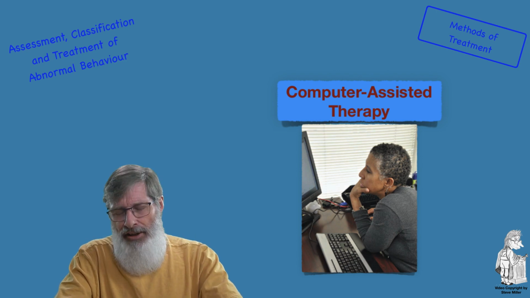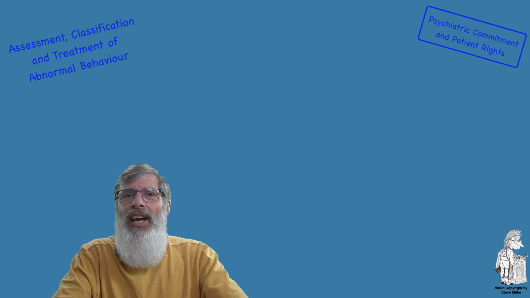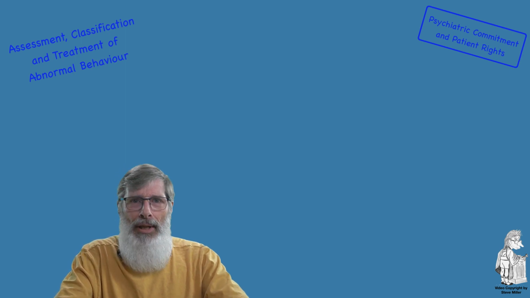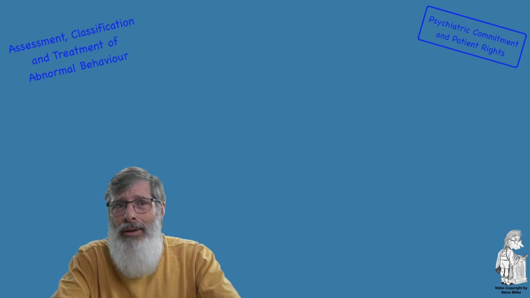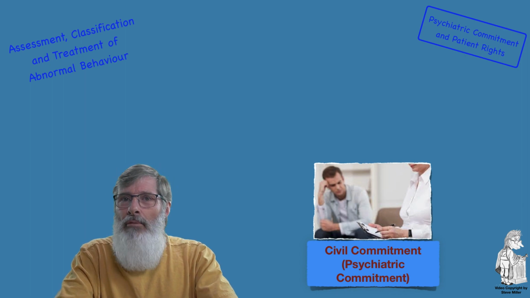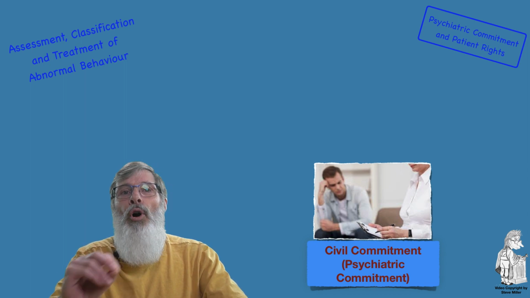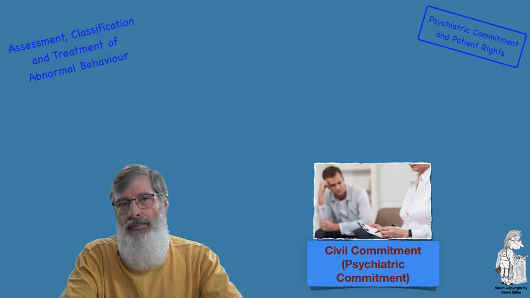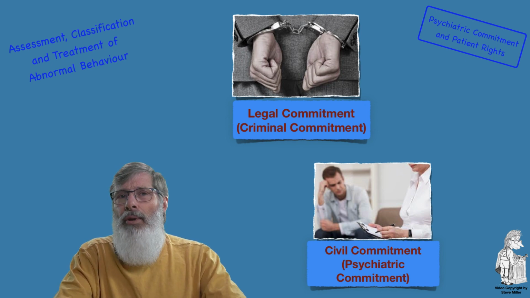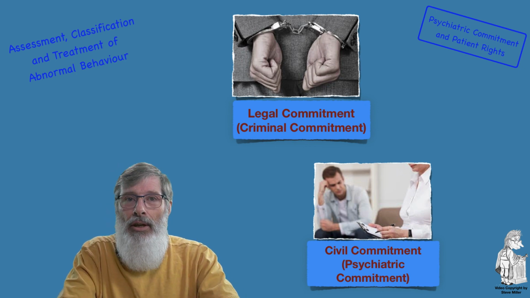Now, it's worth noting that we're going to touch on some of the psychiatric commitment and patient rights. And this is important. The legal process by which people are placed in psychiatric institutions against their will is called psychiatric or civil commitment. Psychiatric commitment is intended to provide treatment to people who are deemed to suffer from a mental disorder and pose a threat to themselves or others. Legal or criminal commitment, by comparison, involves the placement in a psychiatric institution for treatment of a person who has been acquitted of a crime by reason of insanity.